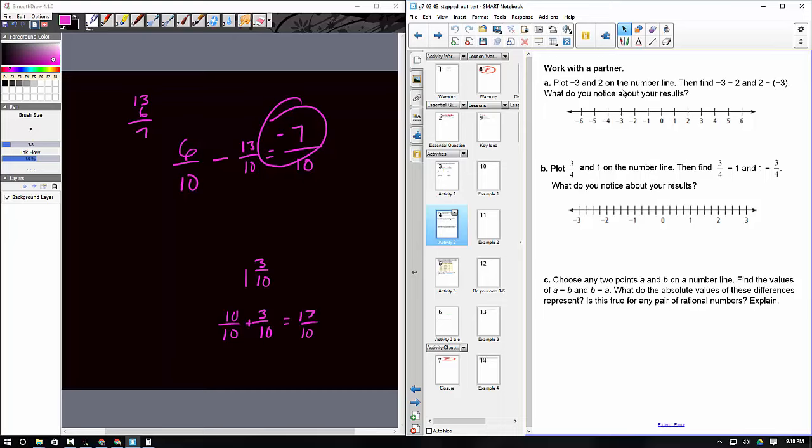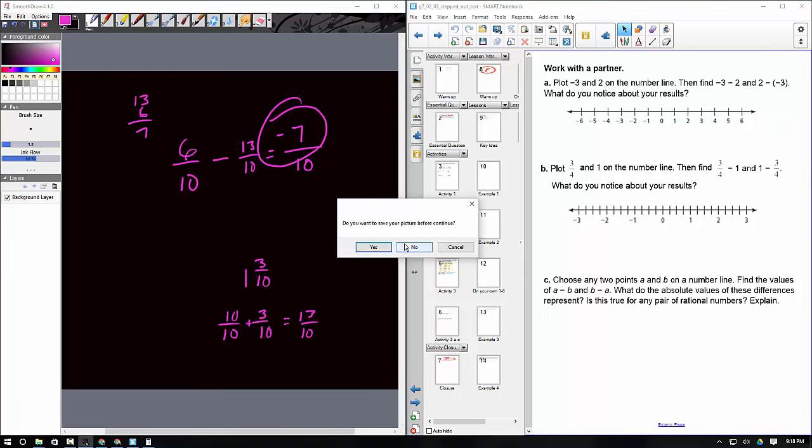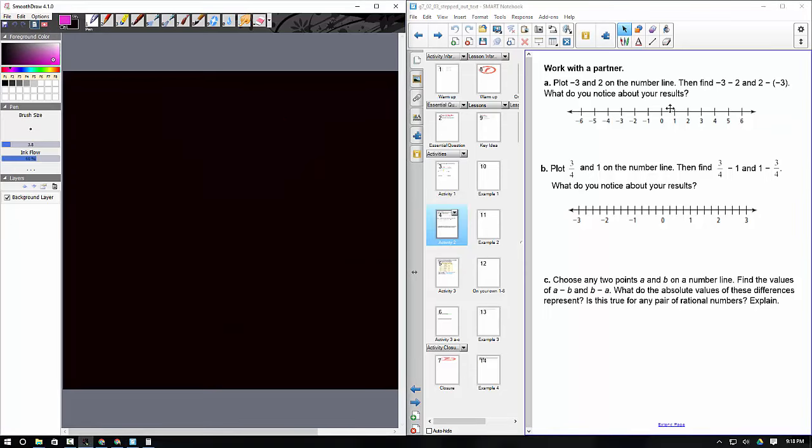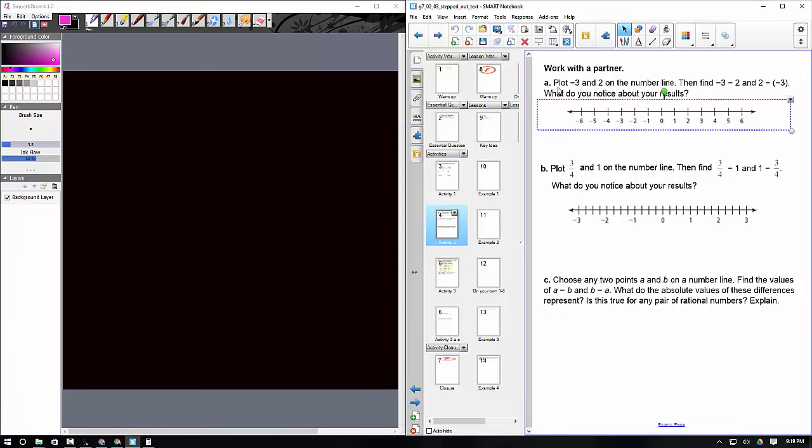Next one, it says here, plot these numbers on the number line. So it says plot negative 3 and 2 on the number line, then find negative 3 minus 2 and 2 minus a negative 3, and what do you notice about the results? So let's just try this real fast. All right, so if I plot negative 3, so I'll say negative 3 and positive 2. And then it says find the difference here, and it would be 5, right? The difference between them is 5. So 1, 2, 3, 4, 5.